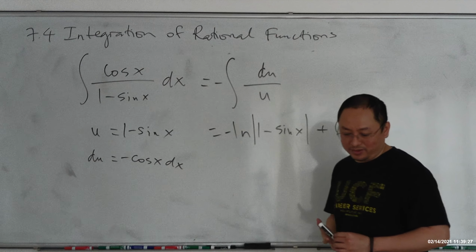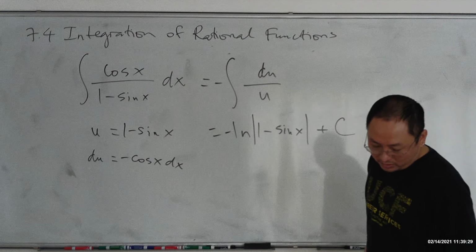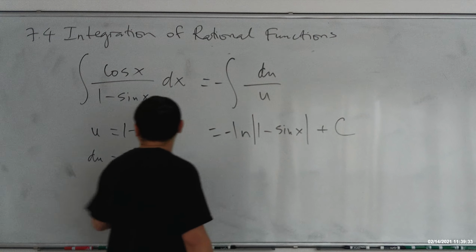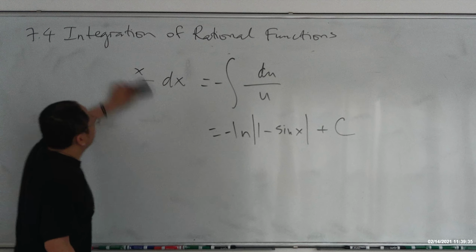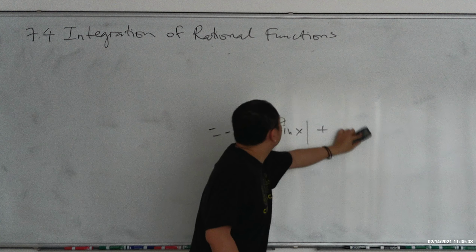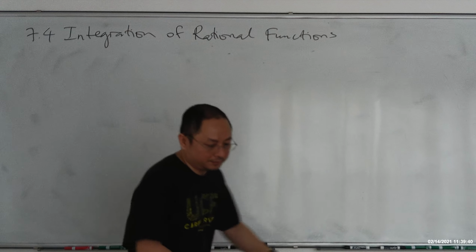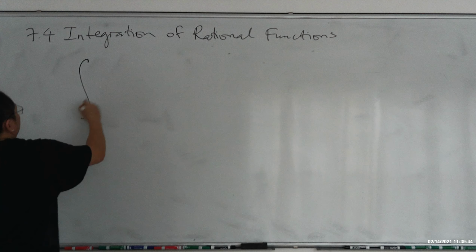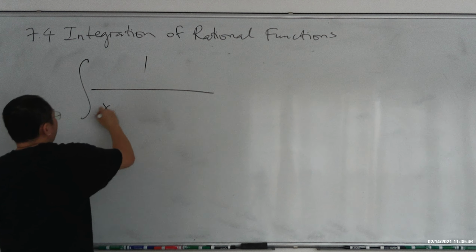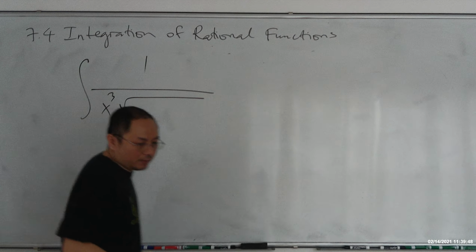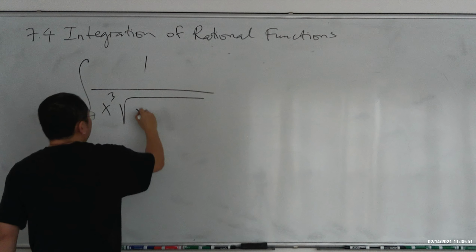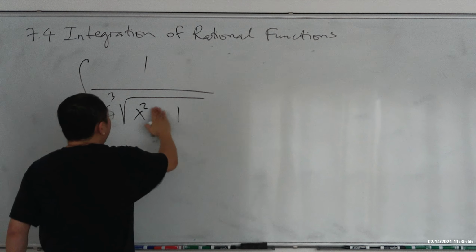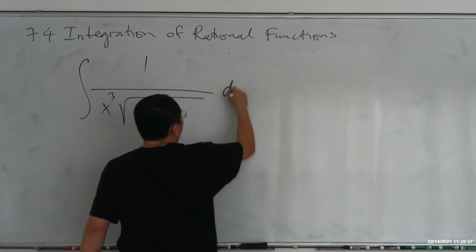You see the right method, and calculation shouldn't be too hard. Let me choose another one. Oh, I see this. Integral 1 over x cubed square root of x squared plus 1. Oops, sorry, that's x squared minus 1 dx.